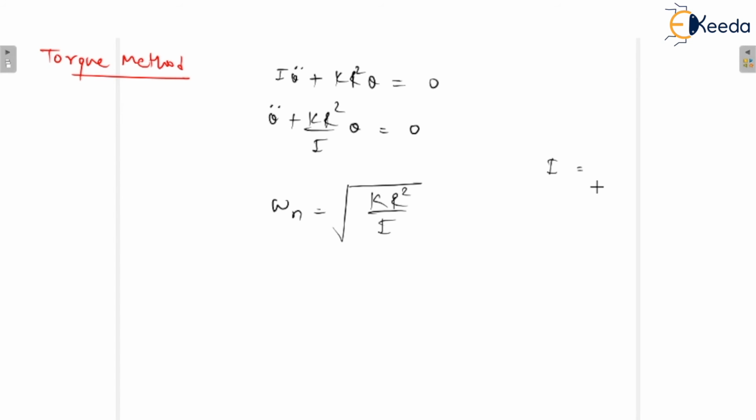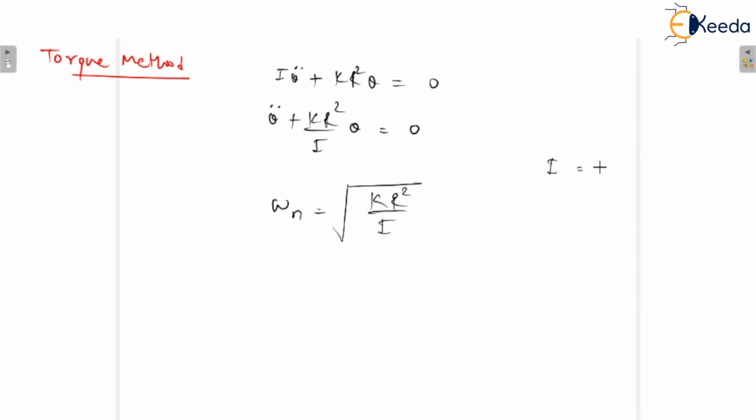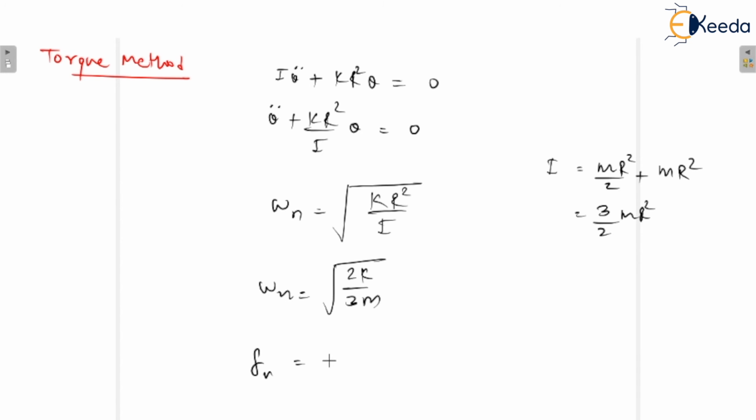But here I will not be m r square by 2, because we are taking the torque about point of contact C. So we have to consider the moment of inertia about point C. That is m r square by 2, the moment of inertia about the center of gravity, plus m x square, where x is the distance between the point about which you take torque and the center. So that is r. So there will be 3 by 2 m r square. When you put this value here, you will get omega n as under root of 2k upon 3m. So the frequency in hertz is 1 upon 2 pi under root of 2k upon 3m.